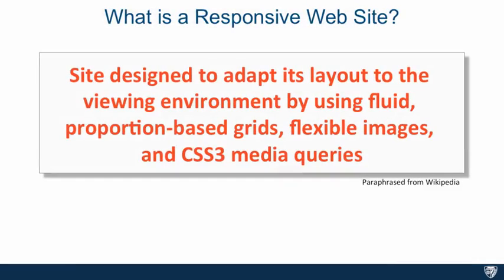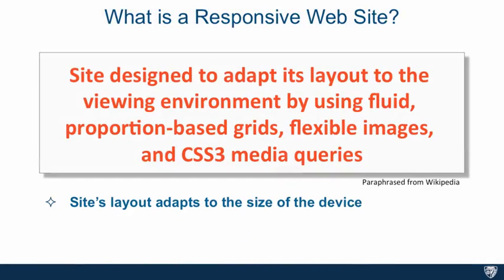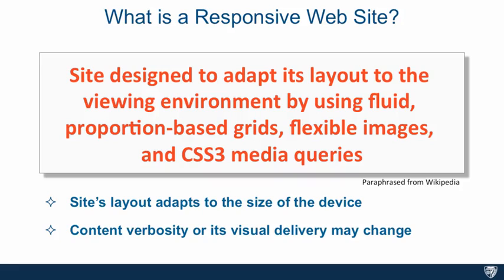So using kind of the idea of the previous graphic, we could certainly understand now that the site's layout is supposed to adapt to the size of the device. In practice, most of the time, if not all the time, this means that the site should adjust based on the width of the device. And I should also point out that content verbosity, or its visual delivery, may change. For example, for a restaurant site, a phone number which used to be displayed somewhere on the site without attracting too much attention to itself for a desktop version of that site is now front and center and the most prominent item on the page on the mobile site.